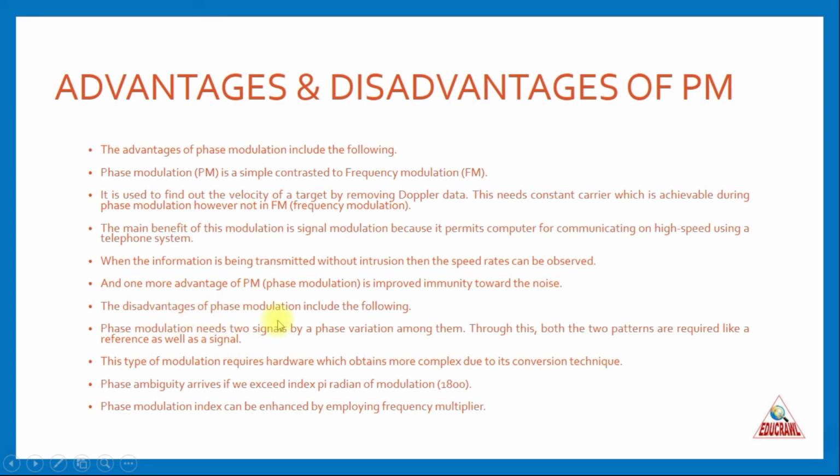The following are the disadvantages of phase modulation. Phase modulation needs two signals with a phase varying between them. Through this, both patterns are required, a reference as well as a signal. This type of modulation requires hardware which becomes more complex due to its conversion technique. Phase ambiguity arises if we exceed a modulation index of pi radians. And the phase modulation index can be enhanced by employing a frequency multiplier. These are the disadvantages of phase modulation.